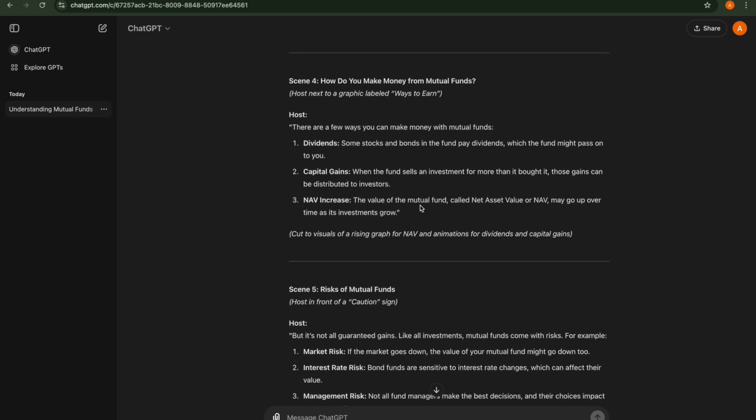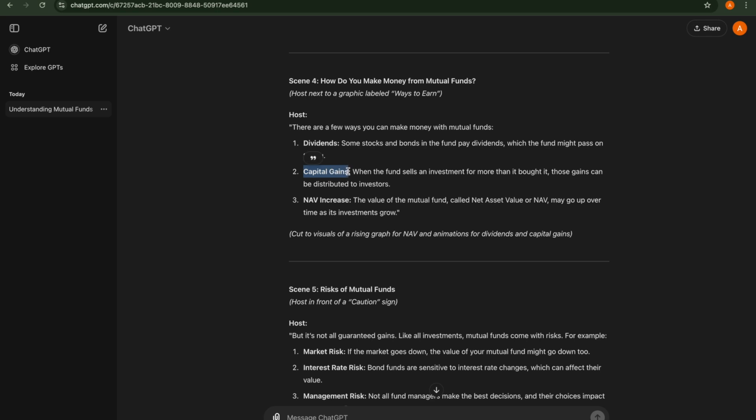And how the fund actually makes money is, of course, the dividend. It will not come to your own bank account. It just goes to the mutual fund, and then they add it to your fund as a whole. And then the capital gains.